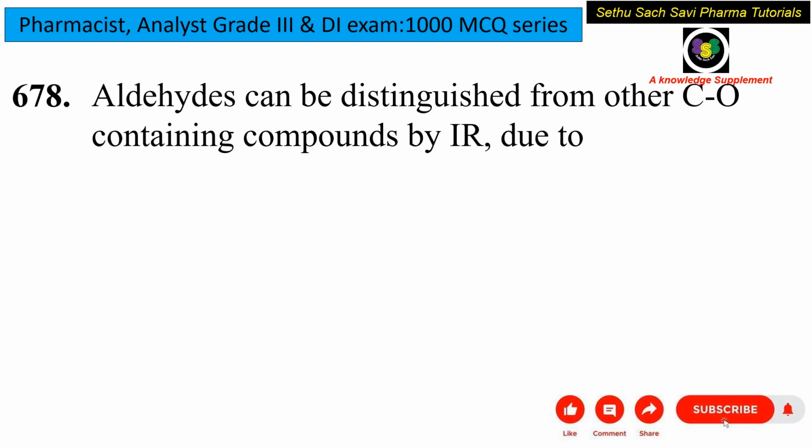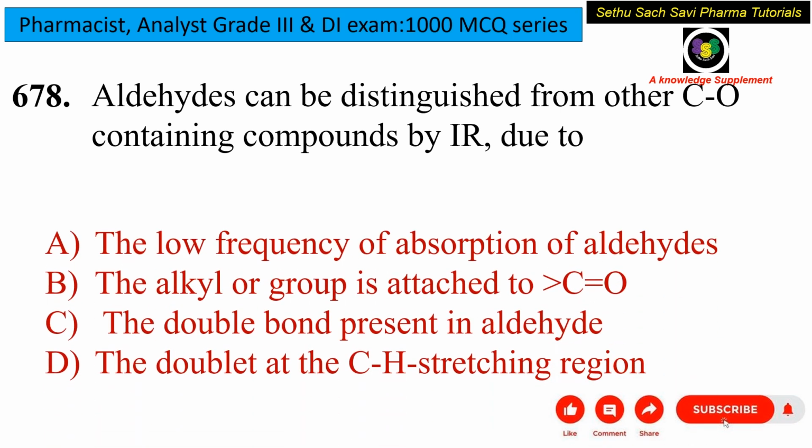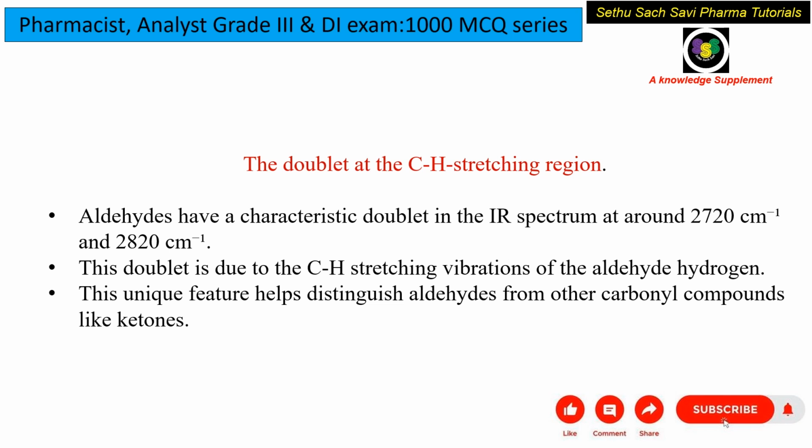Aldehyde can be distinguished from other C=O containing compounds by IR, that is infrared, due to: is it due to the low frequency of absorption of aldehydes, the alkyl group that is attached to the C=O double bond, or the doublet at the CH stretching region? Yes, as we know, the most specific feature in IR is that doublet at the CH stretching region.